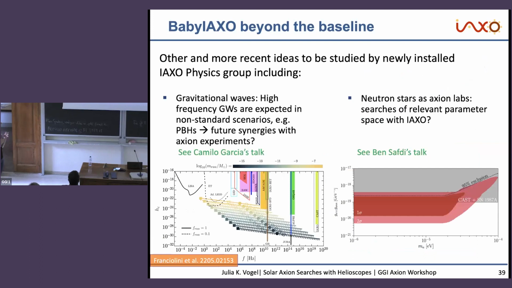Then I have one last slide. These are more recent ideas to be studied in our newly established IAXO physics group. We always like to hear of new ideas. We've heard from Camillo about potentially being able to look for gravitational waves. I'm not going to attempt to explain that plot. If you have questions, I'll have to direct you directly to Camillo.